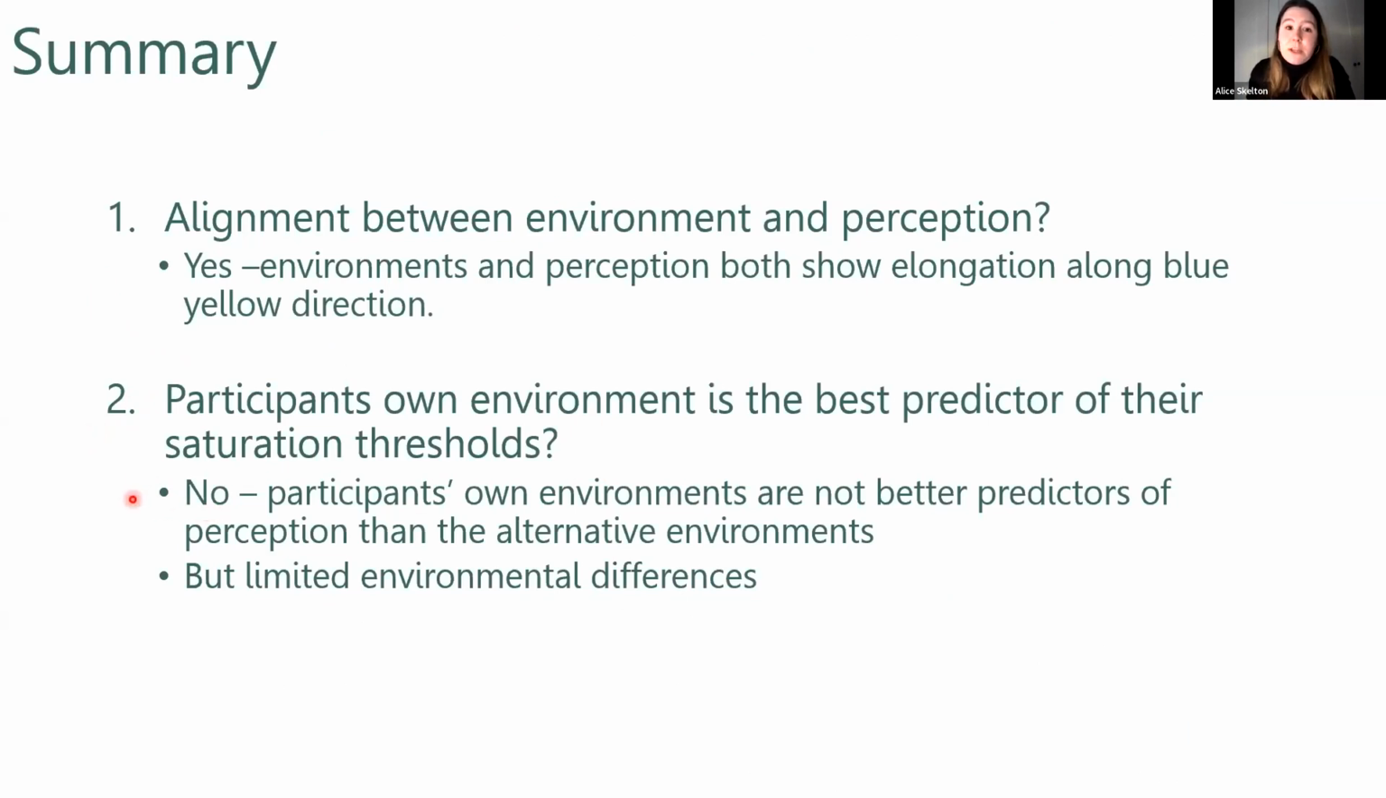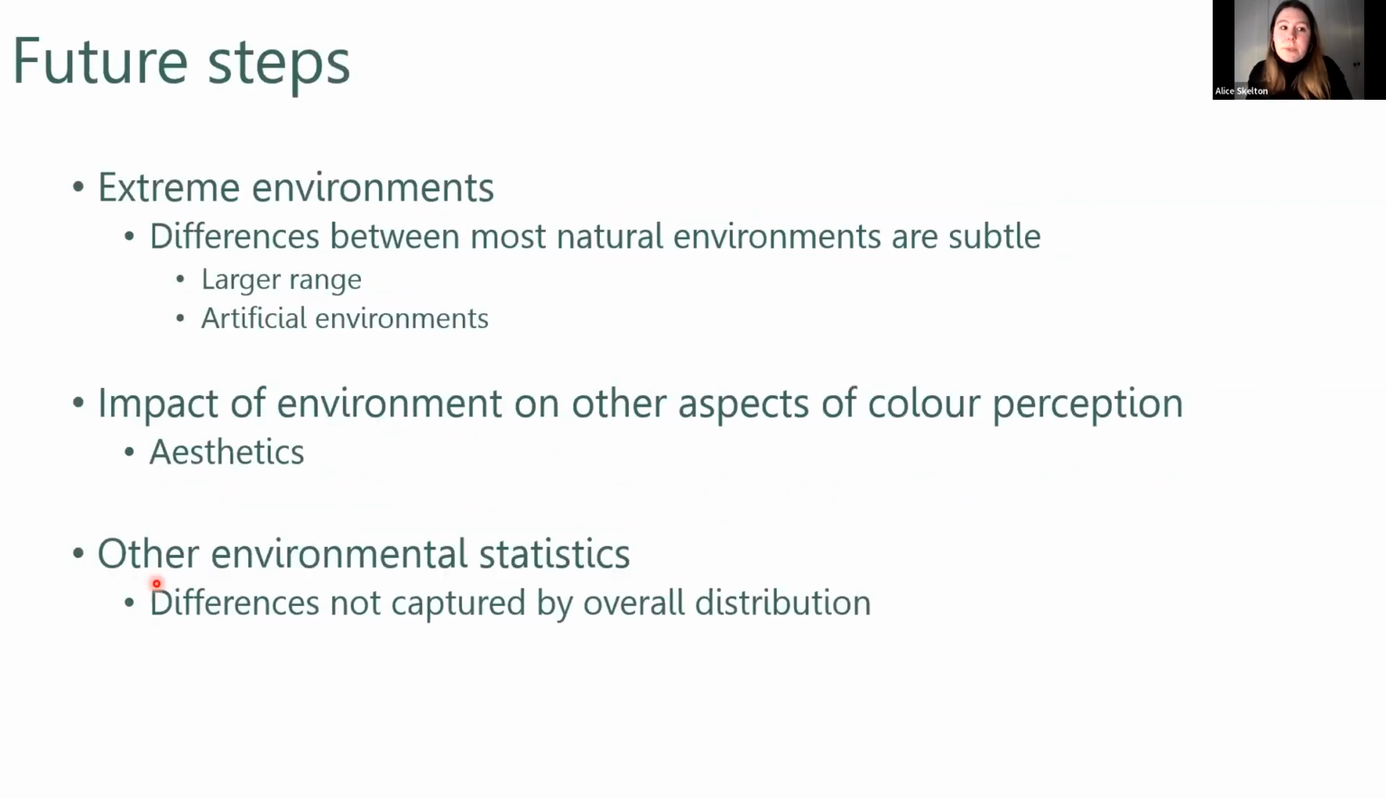So participants don't appear to be using efficient coding within their lifetime to tune into their particular unique chromatic distribution that they have in their environment. Their environment is no better at predicting their own thresholds than it is another environment. But we do note that there are obviously limited environmental differences between our 3 environments. So though they feel qualitatively very different from each other, they appear quantitatively to be actually more similar than you might expect. So what's next?